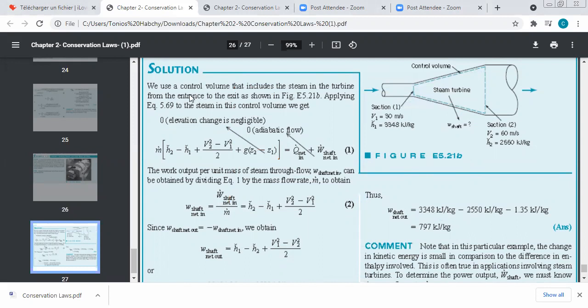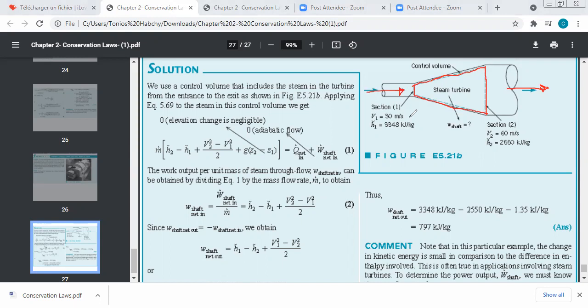So we use a control volume that first will include the steam turbine from the entrance to the exit, and then we will apply the energy equation for this control volume. Okay. Since here I have a steady flow, because the conditions are given as uniform for inlet and uniform for outlet without any change with time, it's a steady application. Then no transient term will figure out.